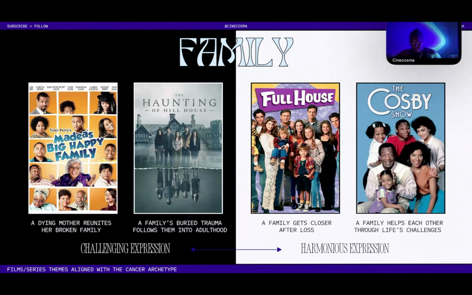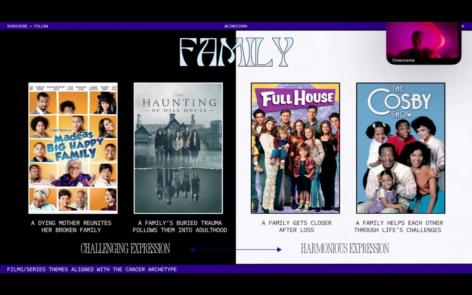And as you see, in between the challenging expression and harmonious expression text, I have an arrow, and that arrow is there on purpose to show that they can move from challenging to harmonious, or even harmonious to challenging. So they don't have to necessarily stay challenging or stay harmonious. They can move back and forth. Medea's Big Happy Family is an example of a movie that starts challenging and then moves to harmonious.